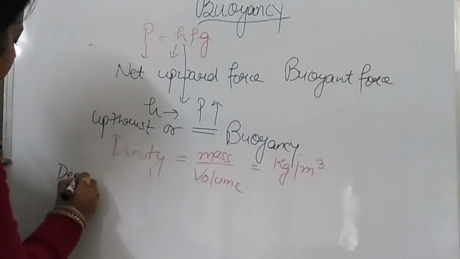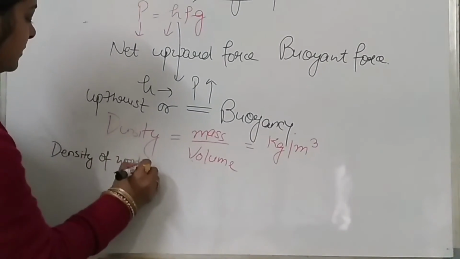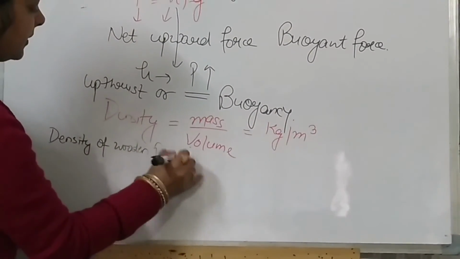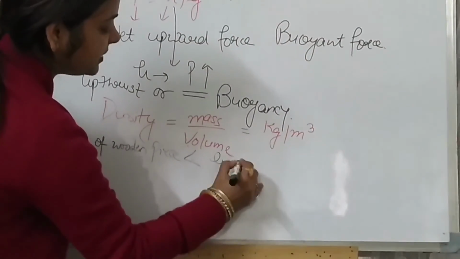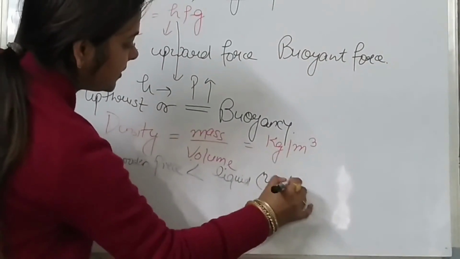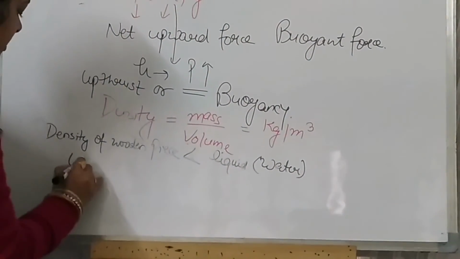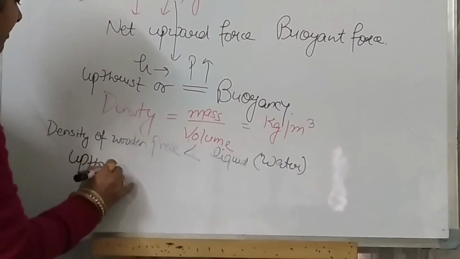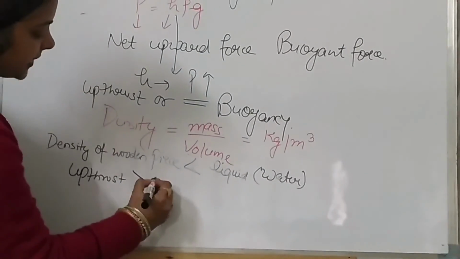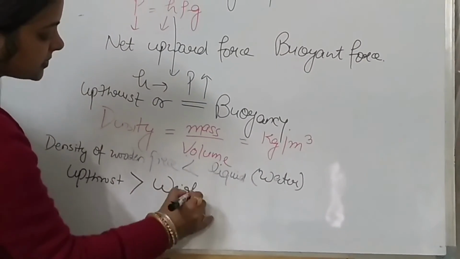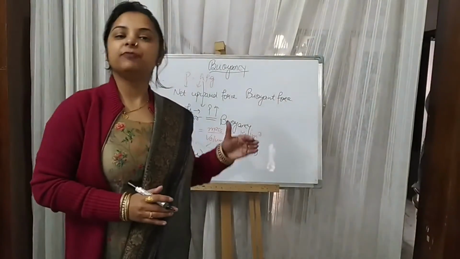The density of the wooden piece is less than that of this liquid, that is, water, which we are using, right? If the density is less than this, the upthrust applied by the fluid on the object is greater than the weight of the object. So this is the reason it floats.